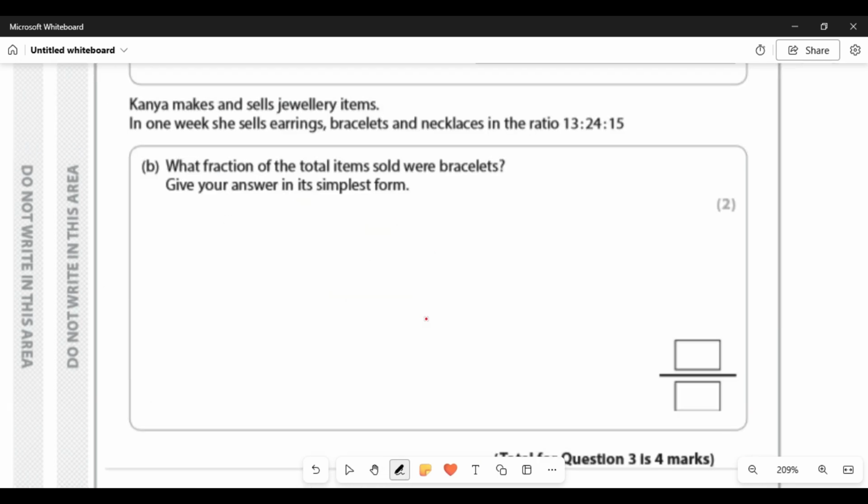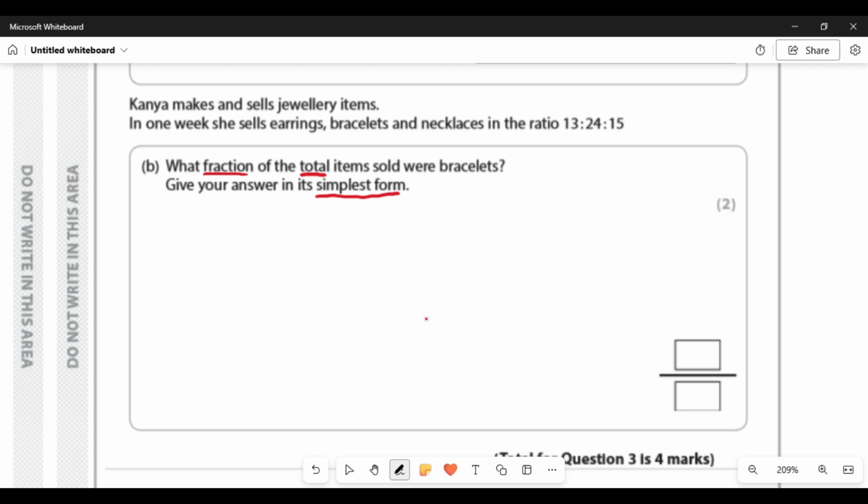Then it says, Kanya makes and sells jewellery items. In 1 week she sells earrings, bracelets and necklaces in the ratio 13 to 24 to 15. What fraction of the total items sold were bracelets? Give your answer in its simplest form. Let me just highlight some key words. They did mention total, and obviously we want fraction as well, and its simplest form as well. So we're going to have to simplify.